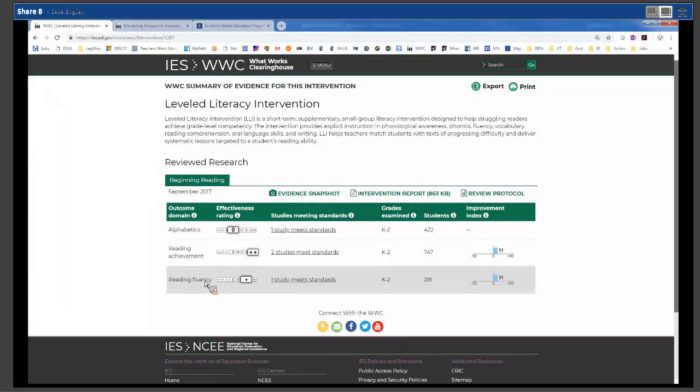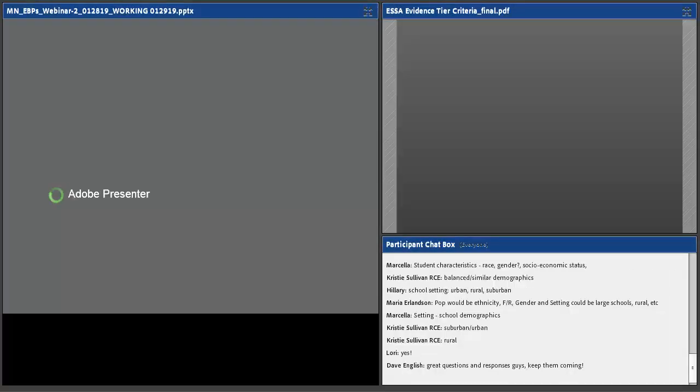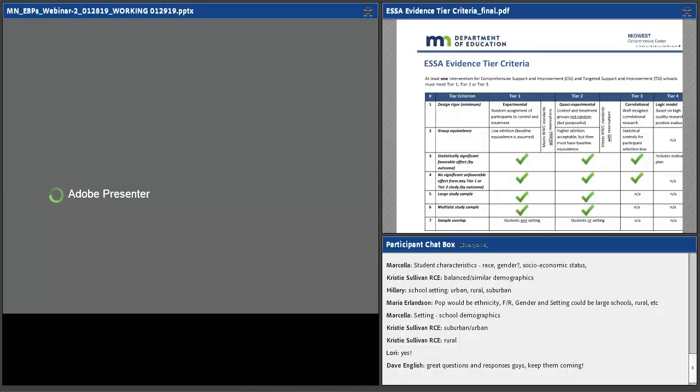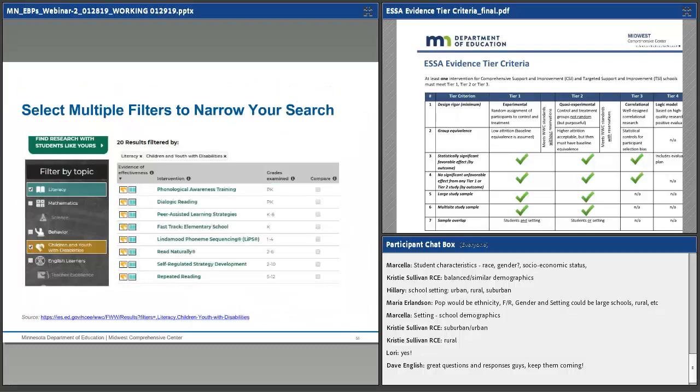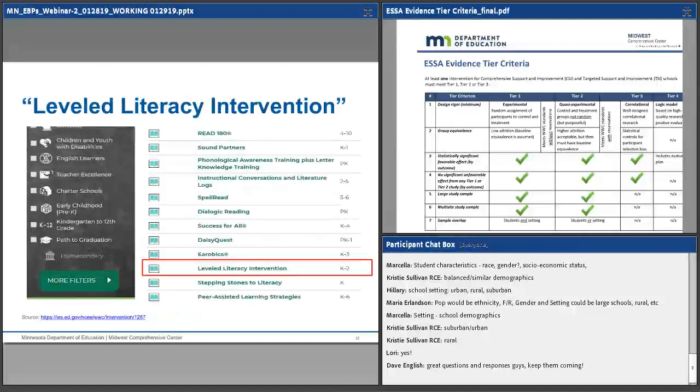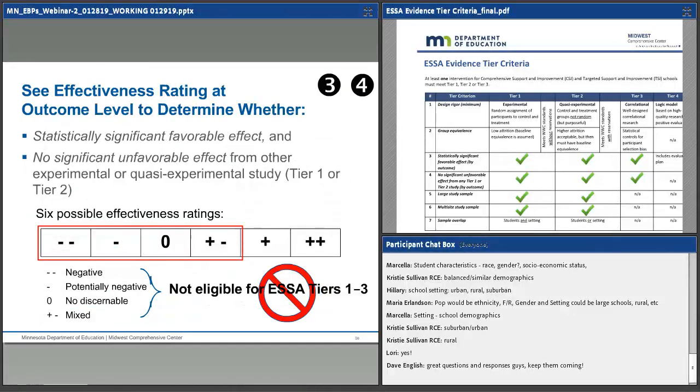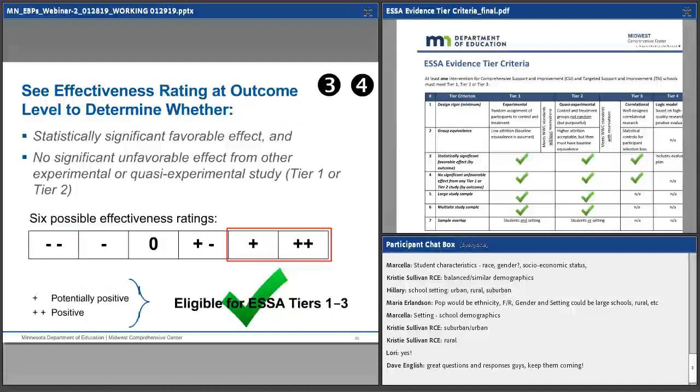Similarly, the intervention meets the statistical significance criteria, number 3 and 4, for reading fluency here. All right, I'm just going to back out of the presentation real quickly to show you a couple of slides that are getting to that point. Which is that the first 4 bands in those 6 symbols indicate that the intervention is not eligible for tiers 1 and 3 for that particular outcome.